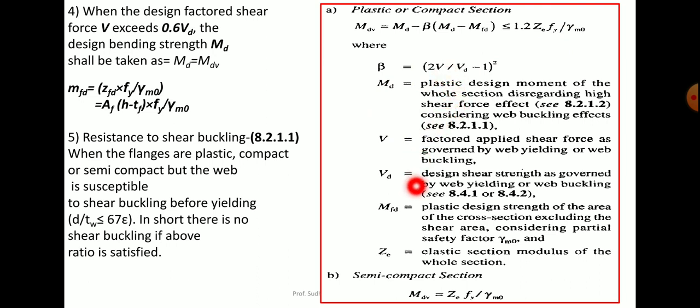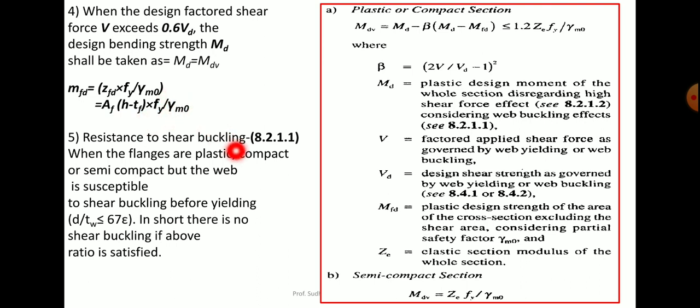MFD value. So MFD is nothing but the plastic design strength of the area of cross section excluding the shear area, considering partial safety factor gamma m0. So those details are given here. MFD is given as section modulus for your flanges multiplied by Fy divided by gamma m0. Which is given as area of flanges into bracket total depth minus thickness of flange, multiplied by Fy divided by gamma m0.